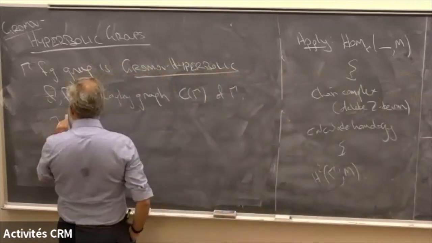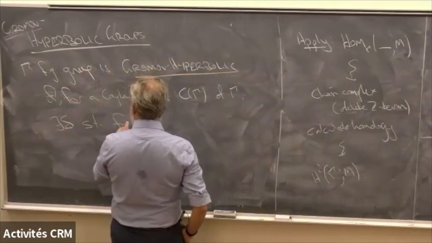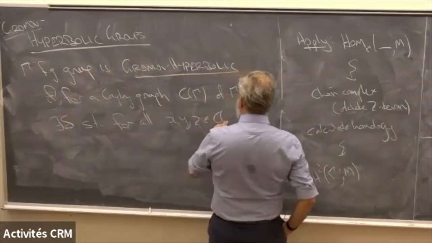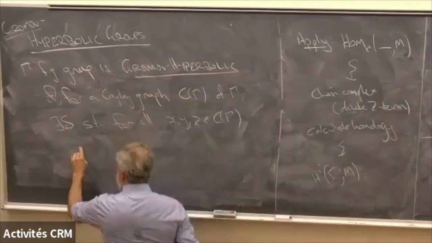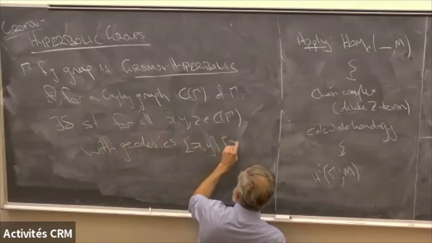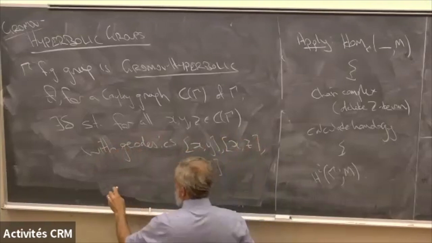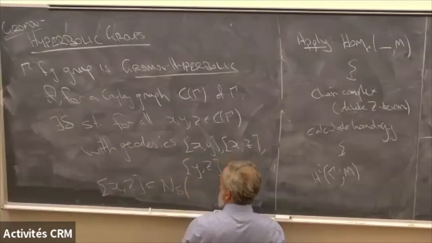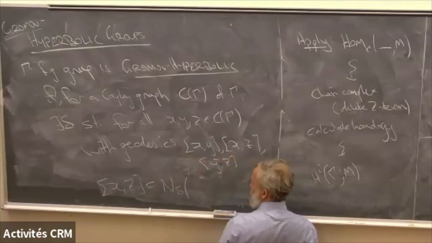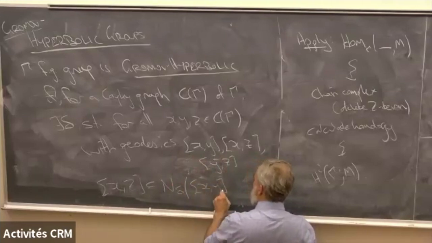there exists a delta such that for all x, y, z in C(Γ), with geodesics xy, xz, yz, we have that the third geodesic, which happens to be xz, is contained in the delta neighborhood of the union of the other two.